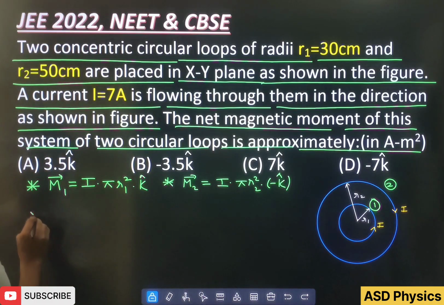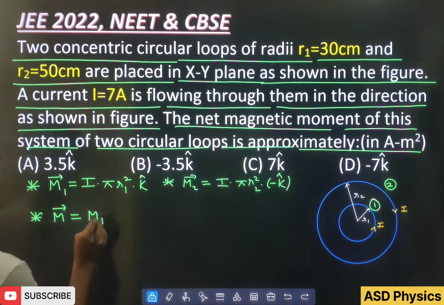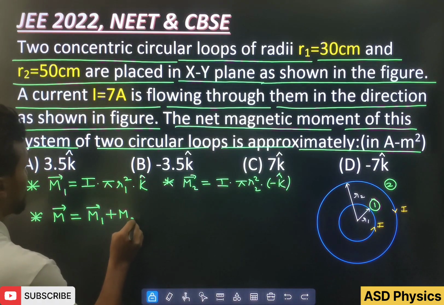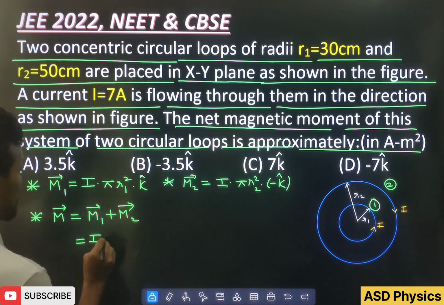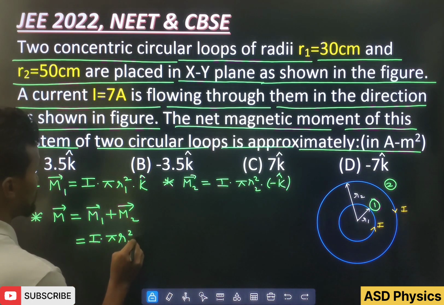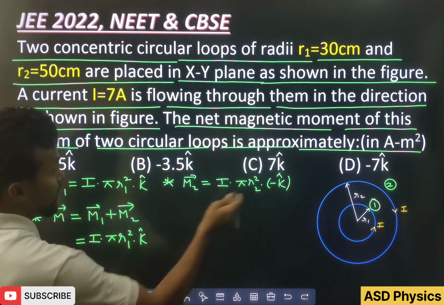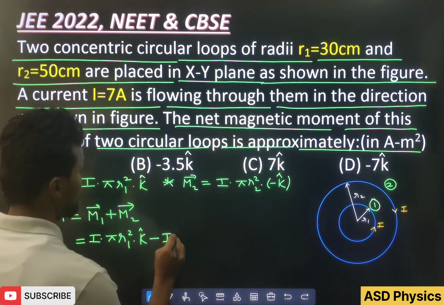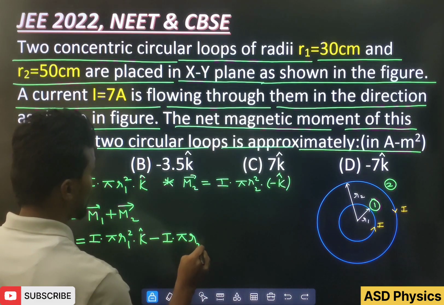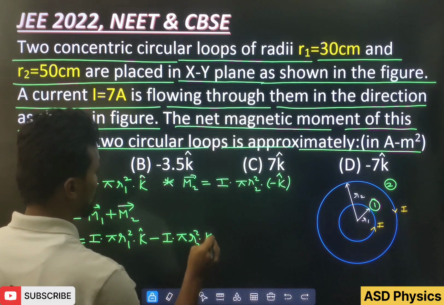After that, if I simplify this, the resultant magnetic moment, the net magnetic moment, will be M1 plus M2. Just put the values. M1 value is I into pi R1 square k cap. And here, the minus sign is there now, so minus I into pi R2 square into k cap.